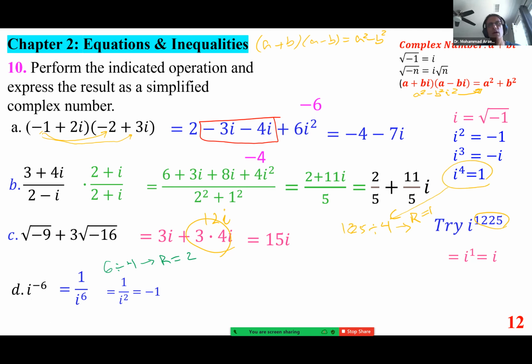Again, to make sure we are comfortable with that, take a look at this example. 43 divided by 4. We just want the remainder, and I hope you know it's 3. So the answer is I cubed, and we should know I cubed is negative I. That's how you take care of the business.